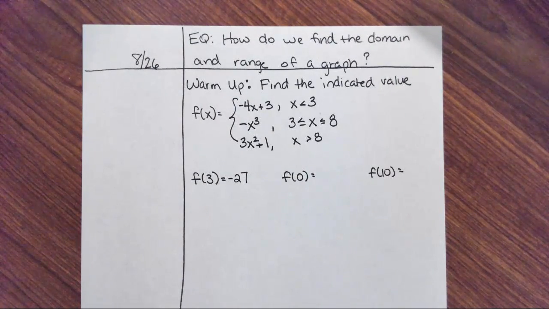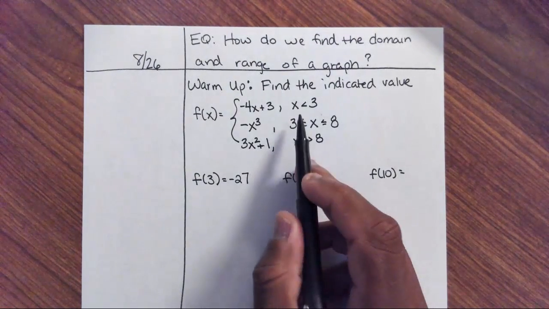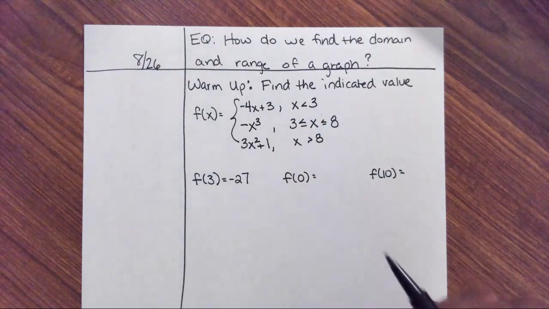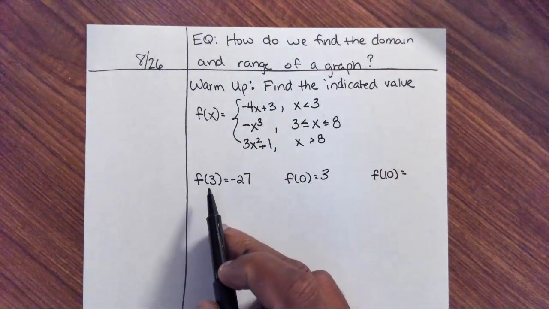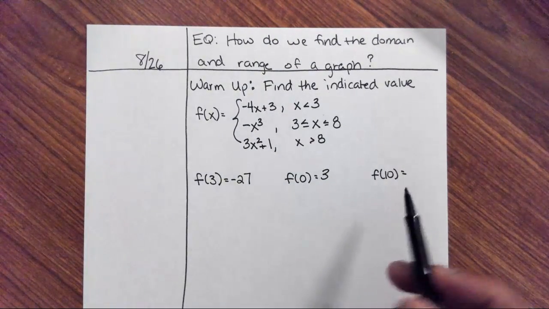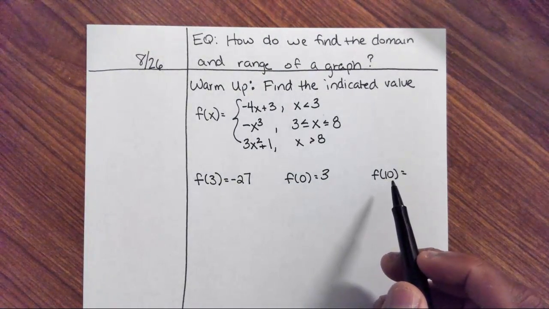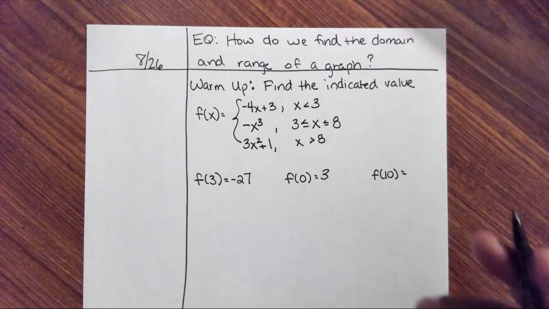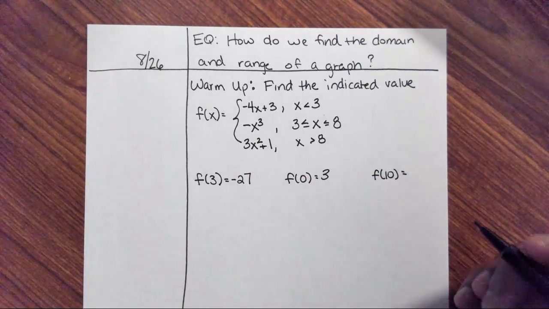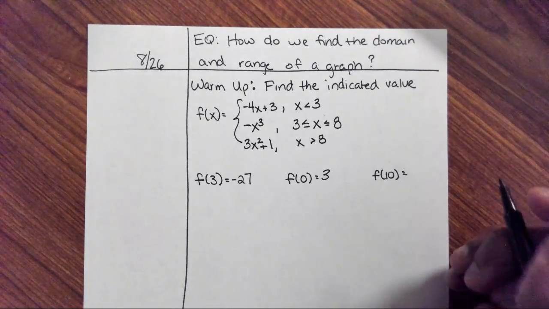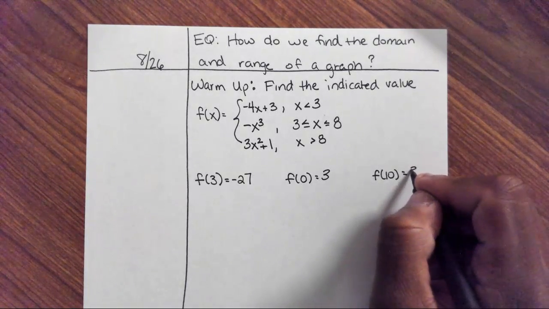Next one says f of 0. So where does 0 fall at? Good. It's less than 3, right? 0 is less than 3. So plug into this first one. What do you get? 3. And remember, these are just points. There's 3, negative 27, 0, 3. This one is 10. Which one does that one fall on? The last one. So what do you get for that? Plug in 10. 10 squared is what? 100 times 3 is 300 plus 1 is.